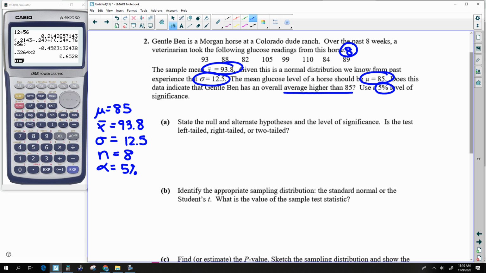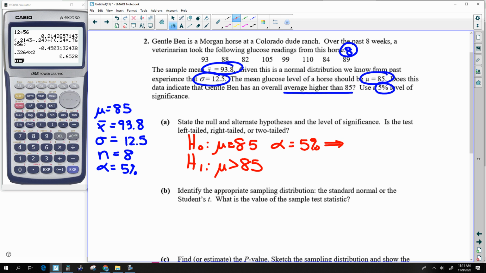Okay, so starting this problem, see that the null hypothesis is that the average is 85. Okay. Our alternate hypothesis is it higher than 85? Is it larger than 85? The level of significance is 5%. And this is a right tail.